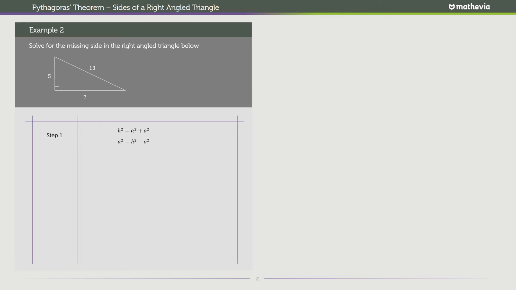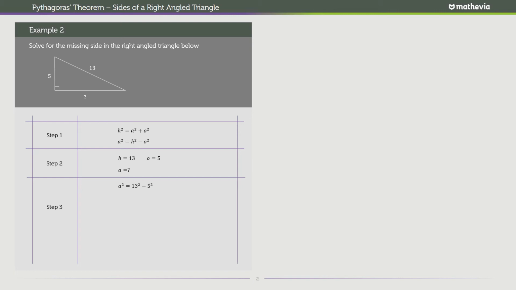If h squared equals a squared plus o squared, to find a, you have that a squared equals h squared minus o squared. So you just subtract the square of the opposite from the square of the hypotenuse. It will give you the square of the adjacent. Then we identify our values. H is 13, a is what we're looking for, o is 5.